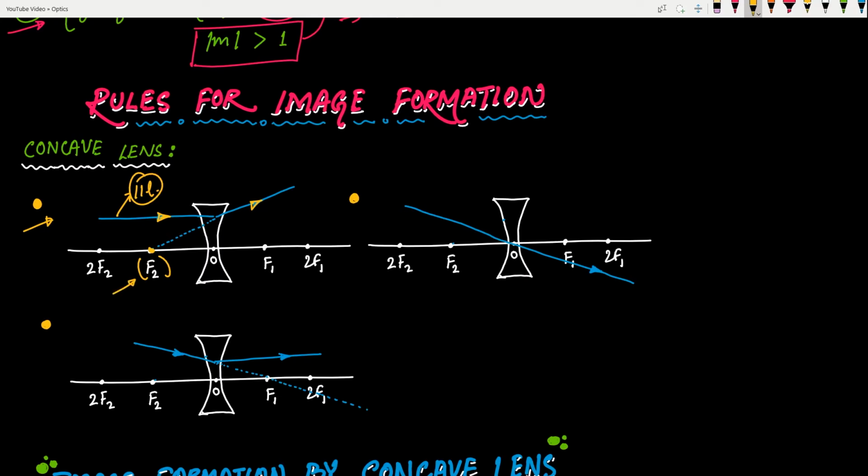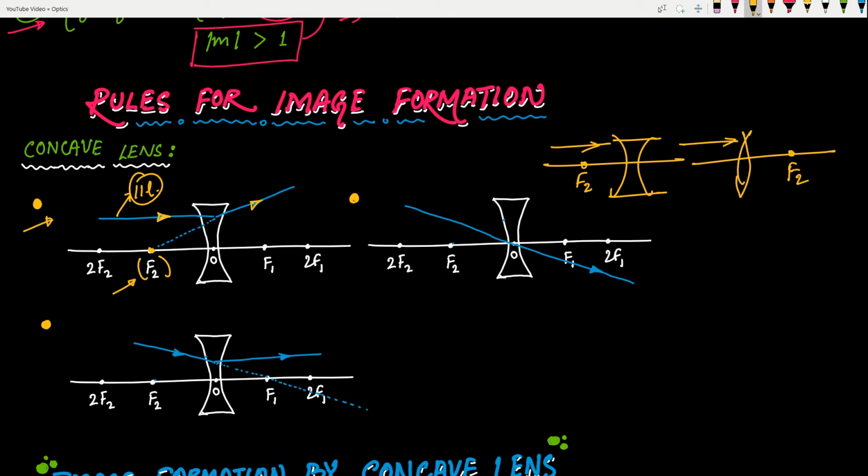Simple as that. One thing you need to remember: for a concave lens, the primary focus, that is F2, is on the same side as the incident ray. And for a convex lens, the primary focus, that is F2, is on the other side from which the incident ray is coming. Simple as that. You need to remember this. So this is F2, as you can see.